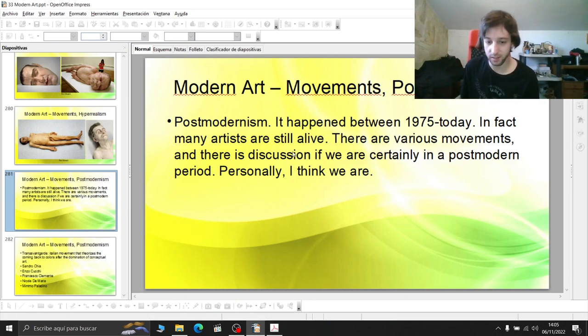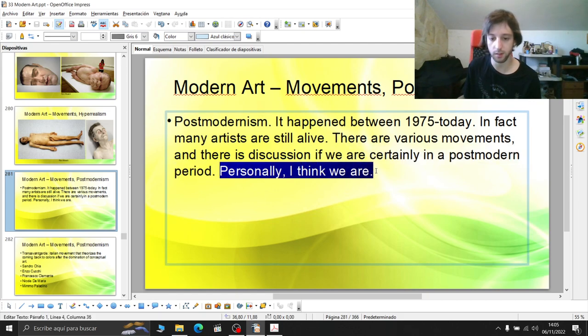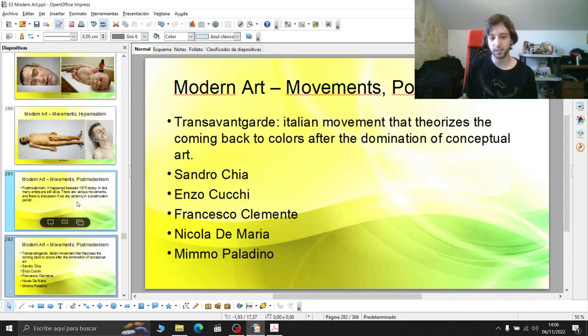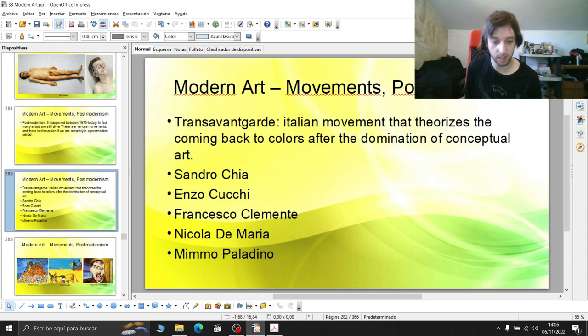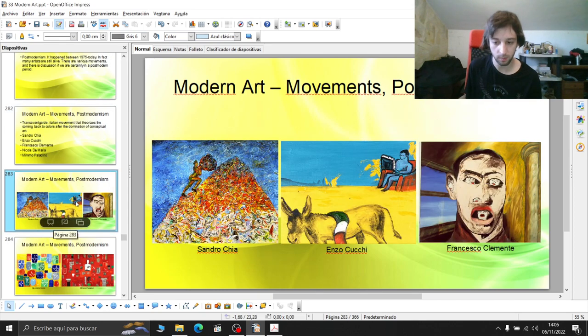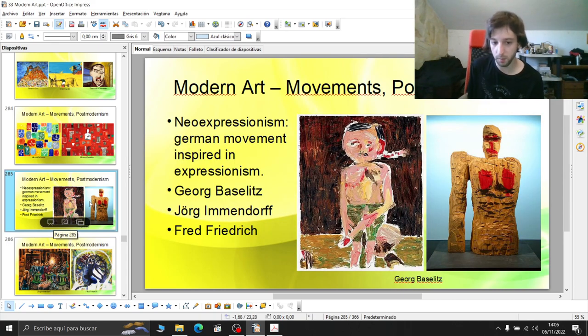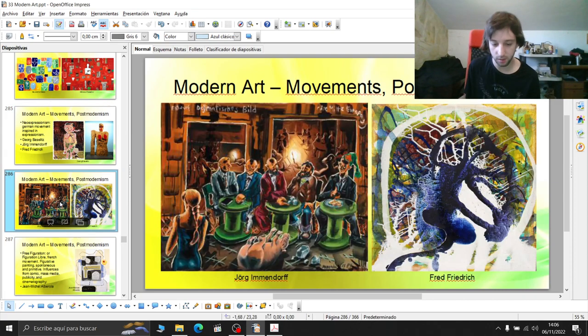Postmodernism. In fact, many artists are still alive. There are various movements and there is discussion if we are currently in a postmodern period. Transavantgarde, an Italian movement that theorizes the coming back to colors after the domination of conceptual art, with artists like Sandro Chia, Enzo Cucchi, Francesco Clemente, Nicola De Maria, and Mimmo Paladino. Here you see examples of everyone. Neo-expressionists, a German movement inspired in expressionism, with Georg Baselitz, Jörg Immendorff, and Friedensreich Hundertwasser.